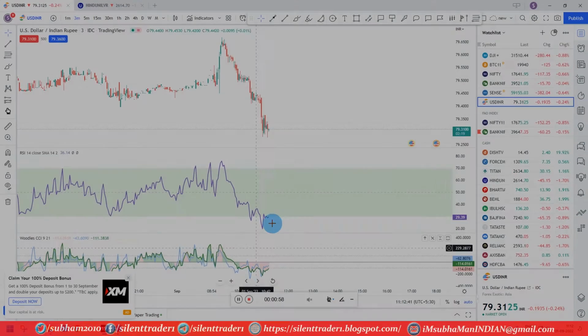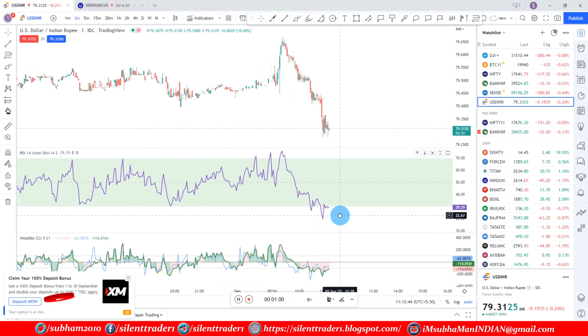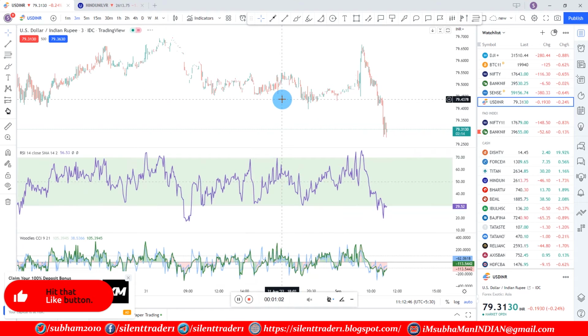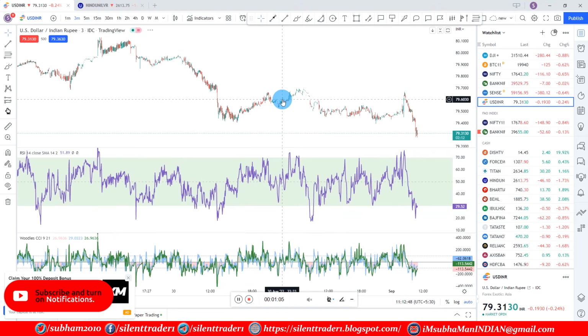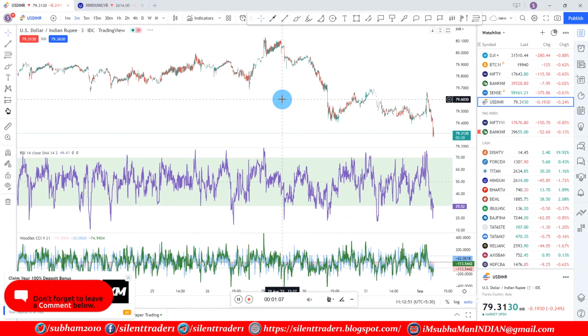This is currency trading. As usual, we are checking the time frame first. This is the 5 minutes time frame chart of USDINR. Check out the chart carefully.